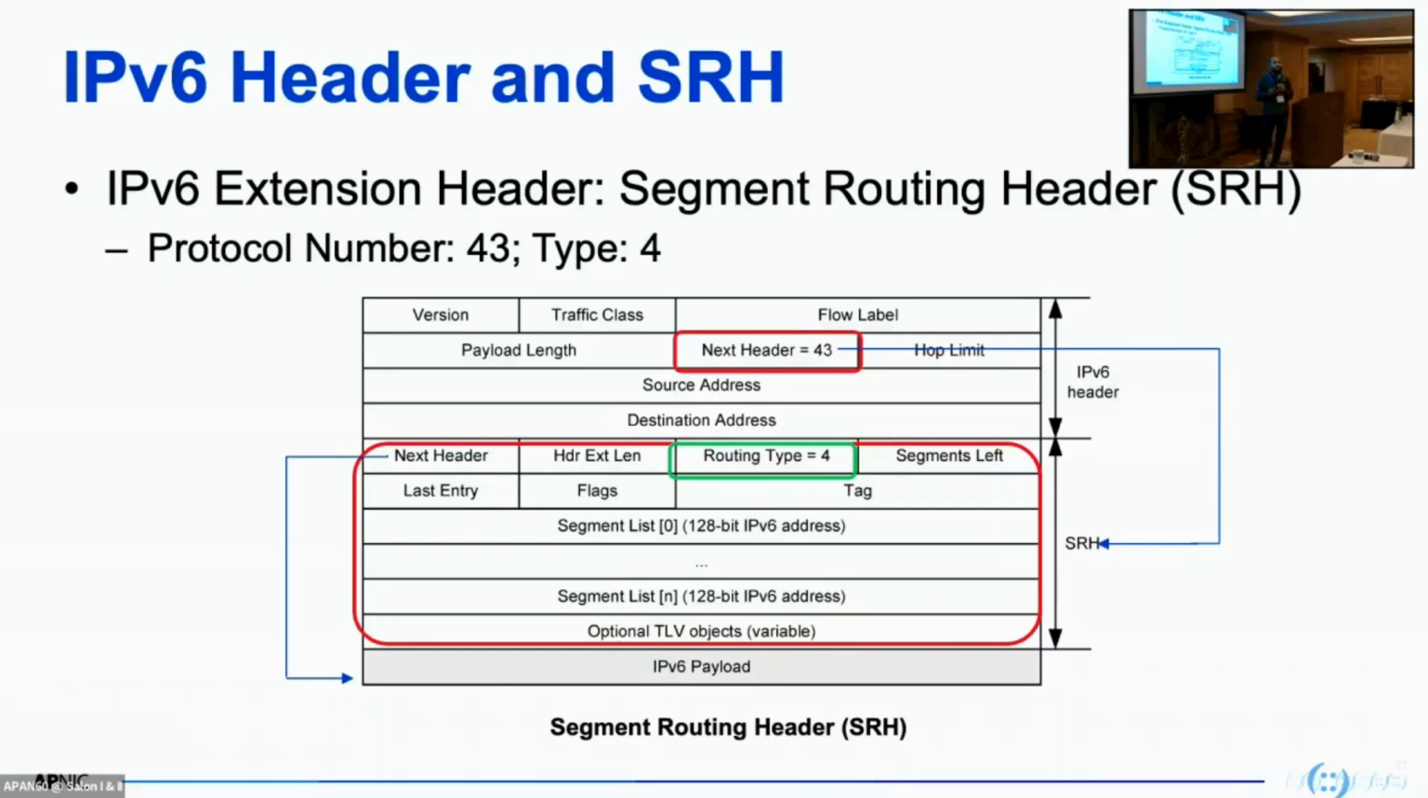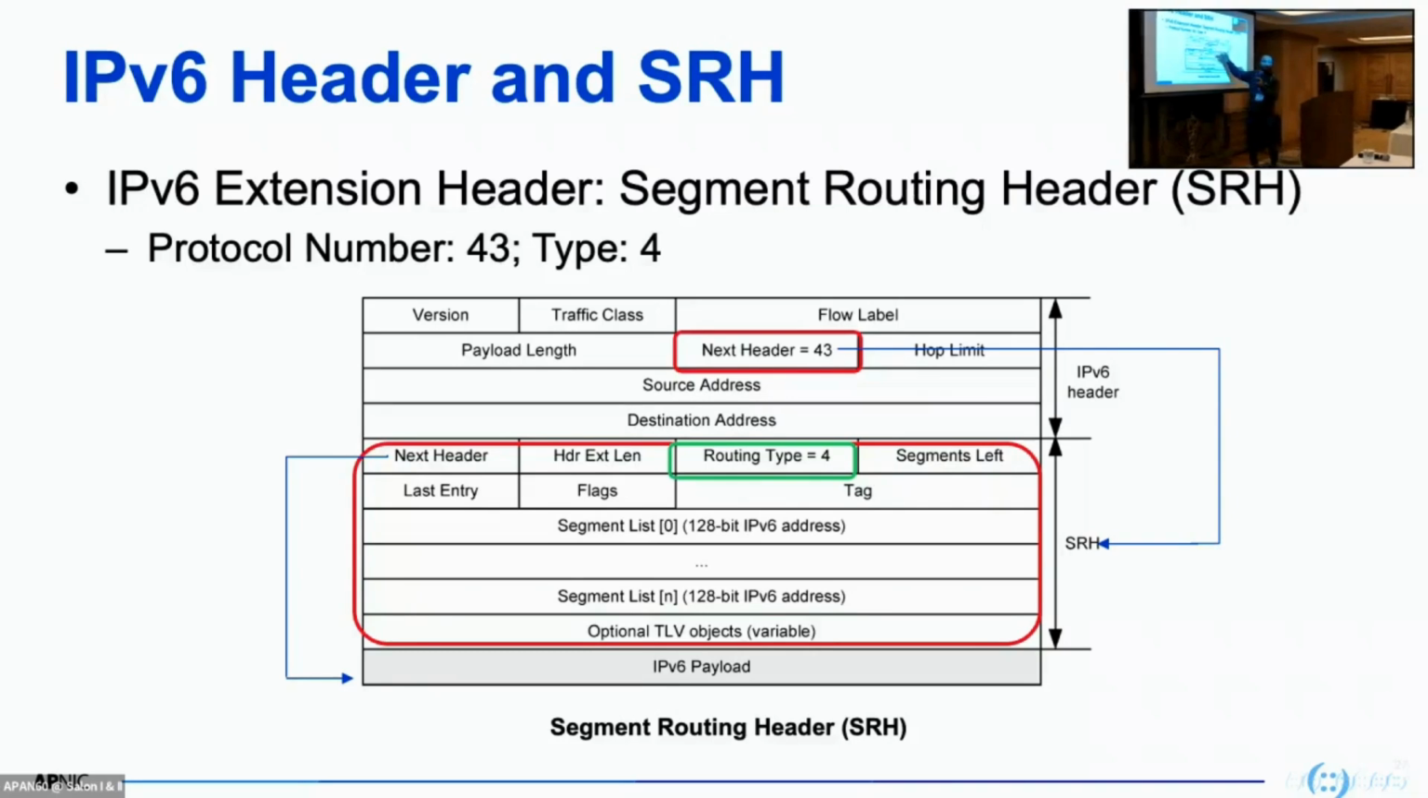The extension header number, yes. 43 is the extension header number. Oh, extension. I mean, it's not even segment routing header. It's called routing header. Routing header can be different types. Segment routing SRv6 is type 4. So if the router finds something else here, it's not SRv6. It could be something else.